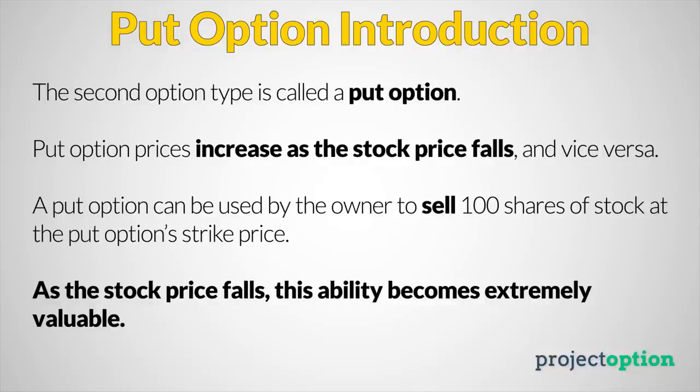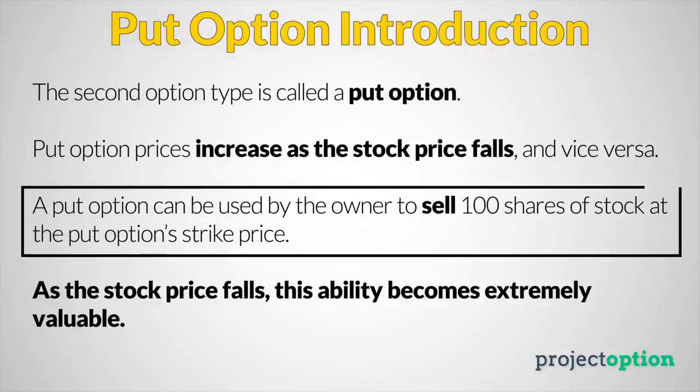The reason for that is that a put option gives the buyer the right to sell 100 shares of stock at the put option strike price between now and expiration. So while call options allow you to buy 100 shares of stock at the call strike price, put options allow you to sell 100 shares of stock at the put option's strike price. So because of that, put options actually increase in value as the share price is falling because the ability to sell shares of stock at the put option's fixed strike price gets more and more advantageous as the share price is falling.